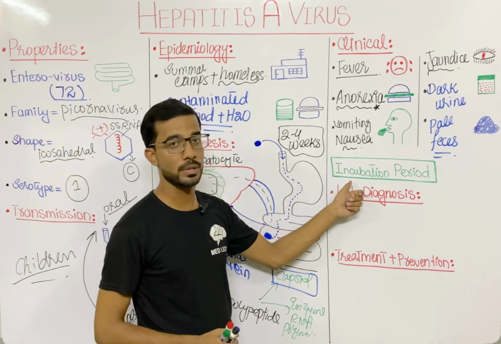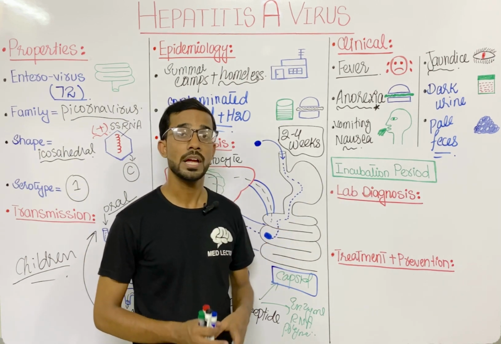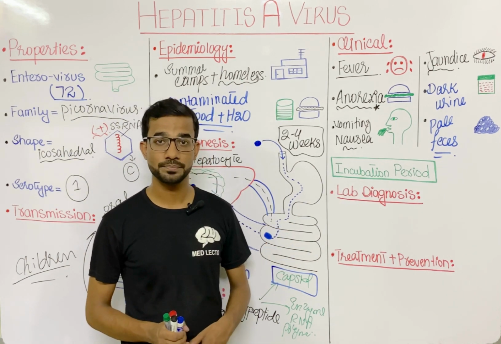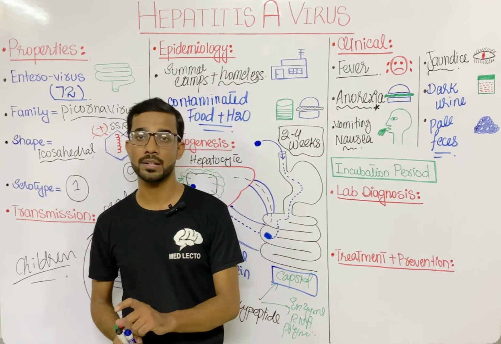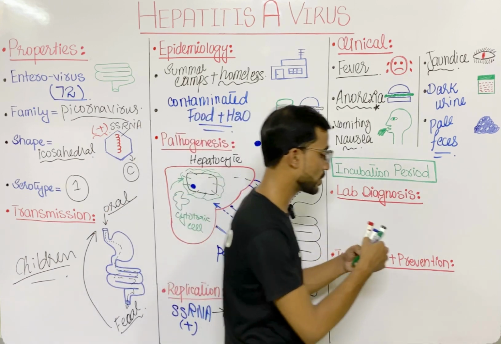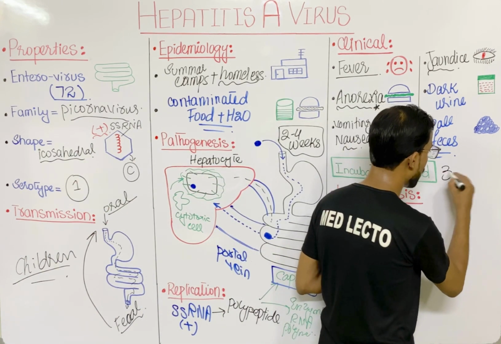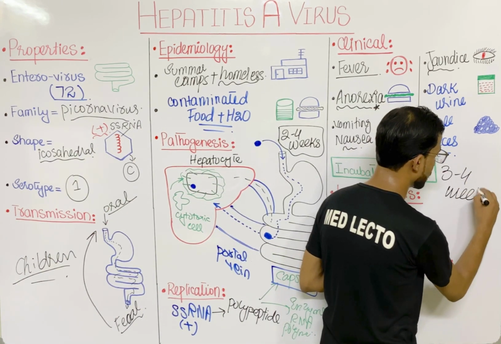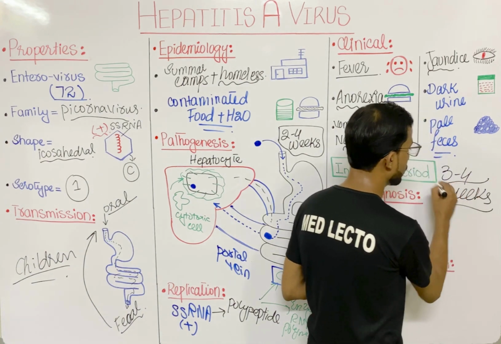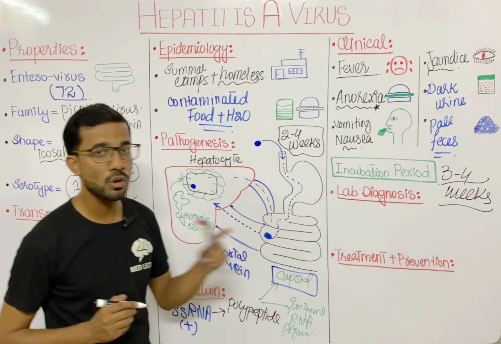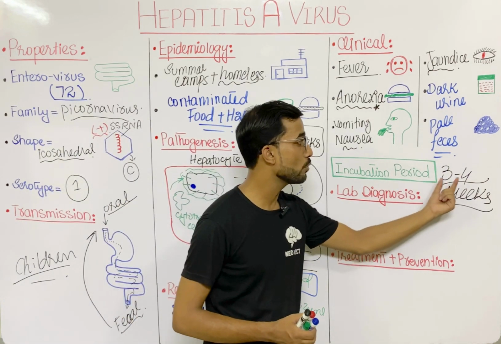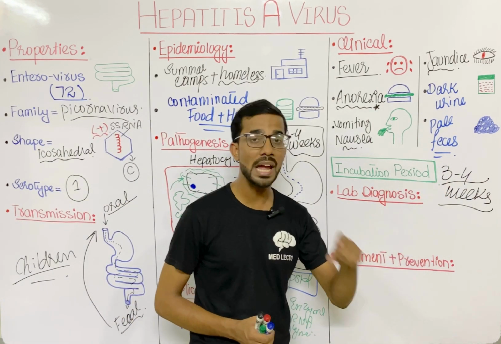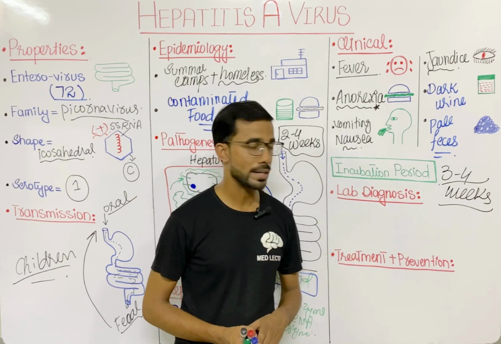And next is the incubation. That's the most important thing. The incubation period is the time from the exposure to the hepatitis A virus until the appearance of the symptoms, and that is actually 3 to 4 weeks. Okay, so the appearance of the symptoms will take time, and that time is 3 to 4 weeks after the exposure to the virus.